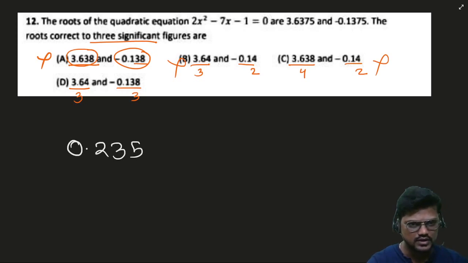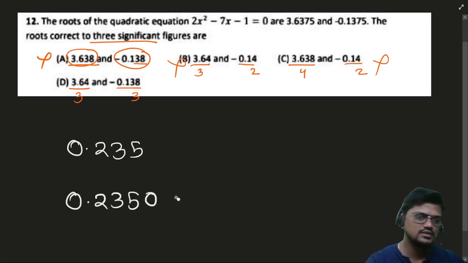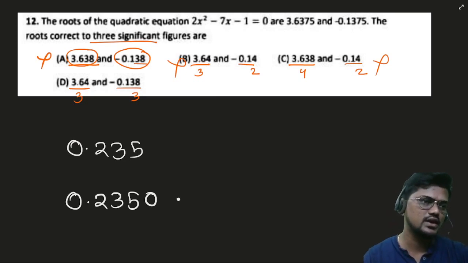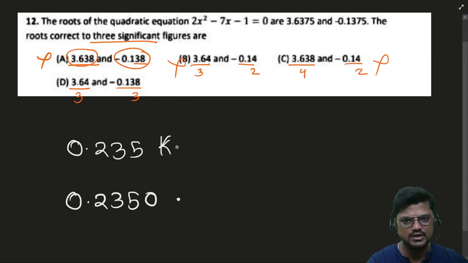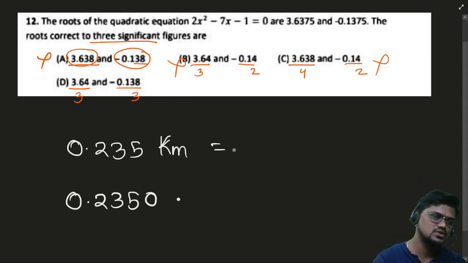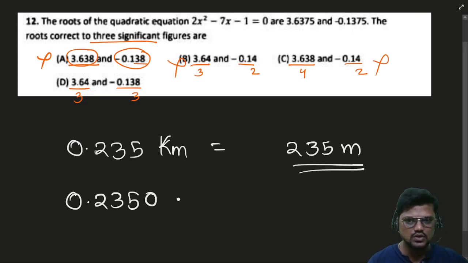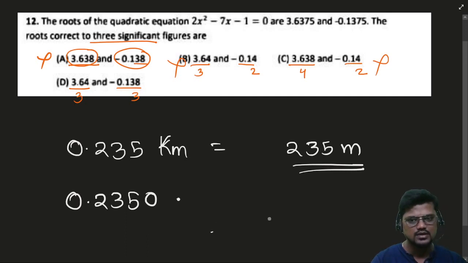Okay, fine. If I write it as 0.2350, then, fine. See how we have to identify how many significant figures you have. If I write this as 0.235 kilometer, and I want to convert this into meters, what can I write? 235 meters. I can convert, right? The zero just before it does not have any significance. Significant means it has a meaning. Even if you convert it, you can write it as 235 meters.